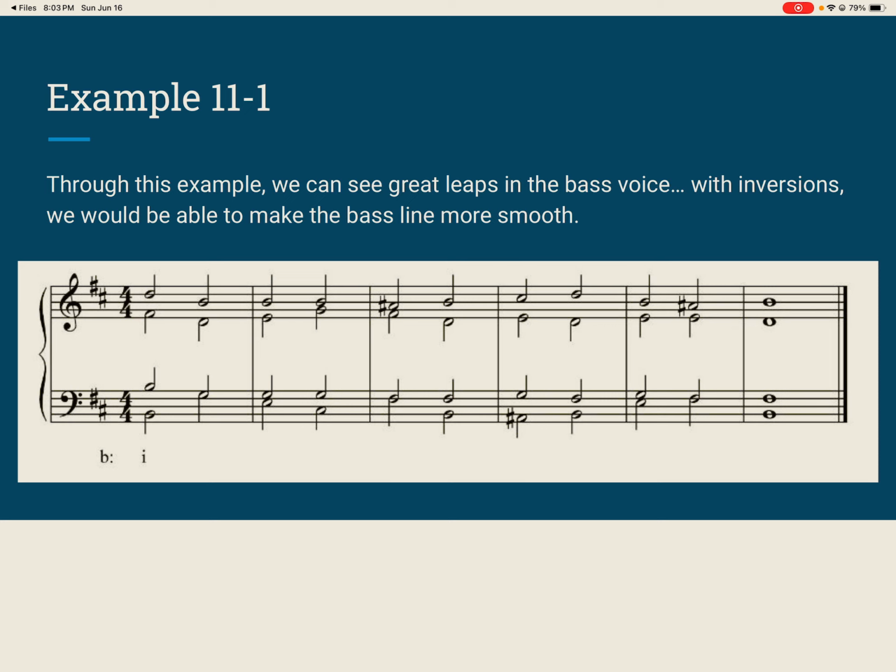So over here, you're starting on a B and then going up to a G. Oh, I'm in the wrong key. I'm in B minor.